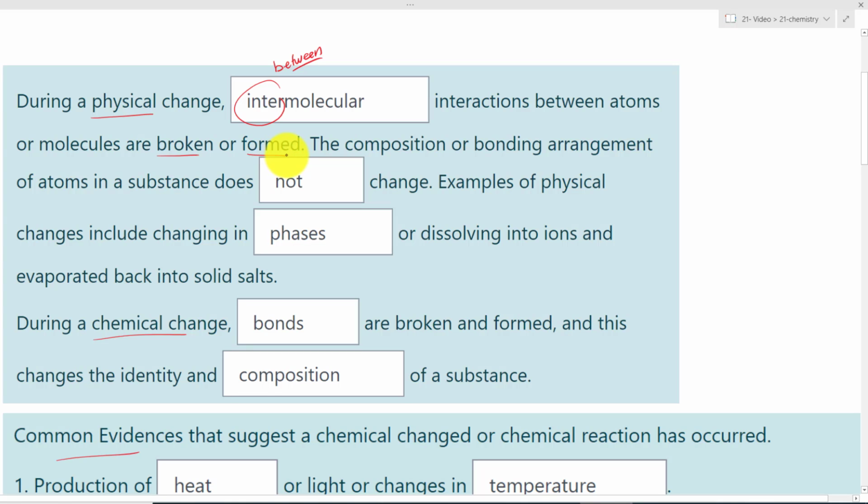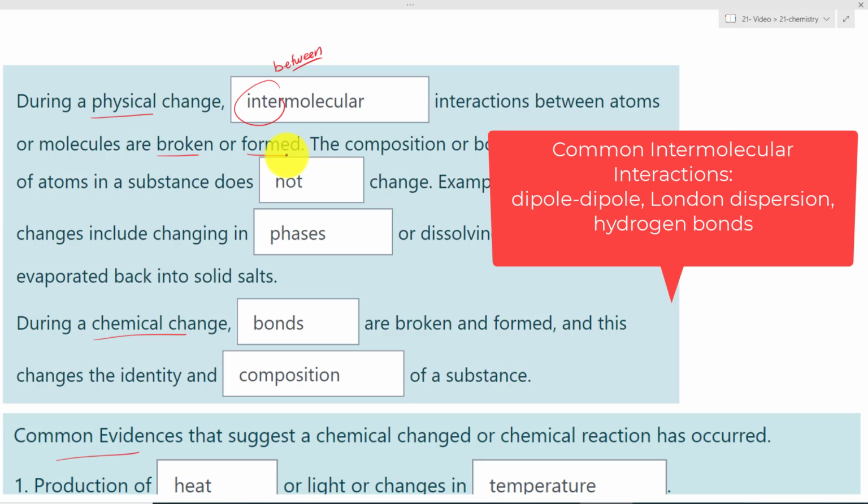We are talking about the hydrogen bond. We are talking about the London dispersion. We are talking about the dipole-dipole interaction. And that is not the same thing as the actual bond that holds the atoms together to form molecules. So again, physical change occurs when there is a change in intermolecular attraction or interaction.